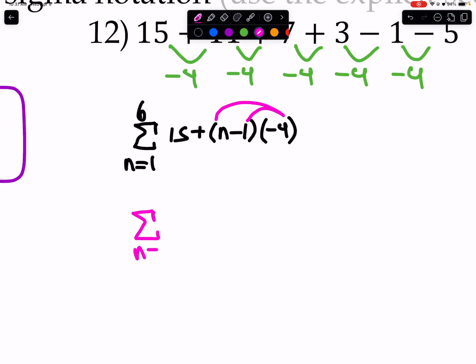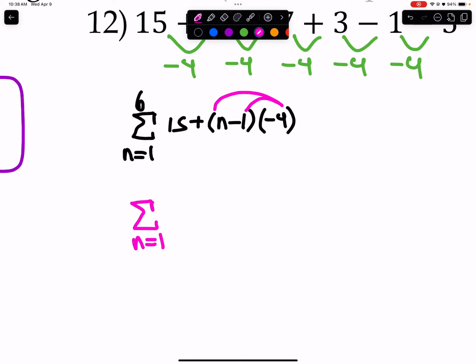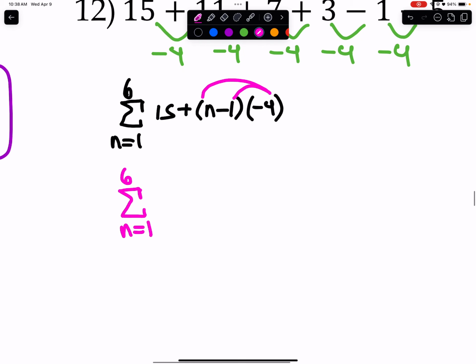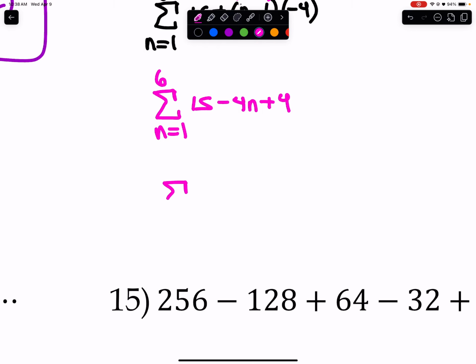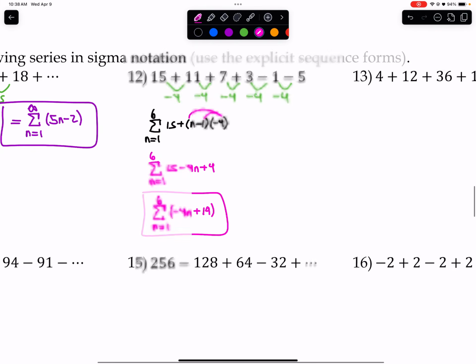So we're going to have sigma going from, or the series summation from 1 for the first term to the sixth term. And then it's going to be 15 minus 4n plus 4. So then that means my sigma notation from the first term to the sixth term will be -4n plus 19. So this would be my sigma notation.